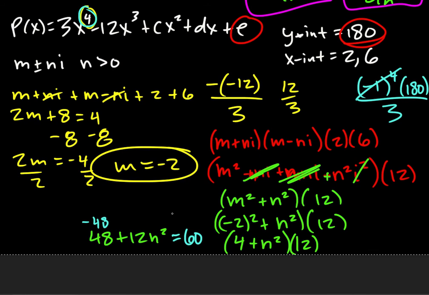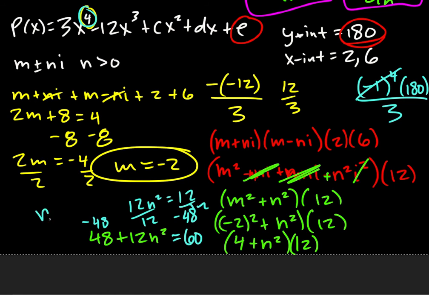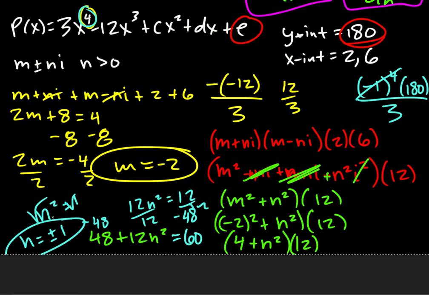So subtract 48, subtract 48, that's going to be 12. Divide by 12, divide by 12, so n squared equals 1. So n is going to equal plus or minus 1 if we square root both sides. And that's it. So we could think of n as just being 1 because the plus or minus is already there. And so those are our two answers.